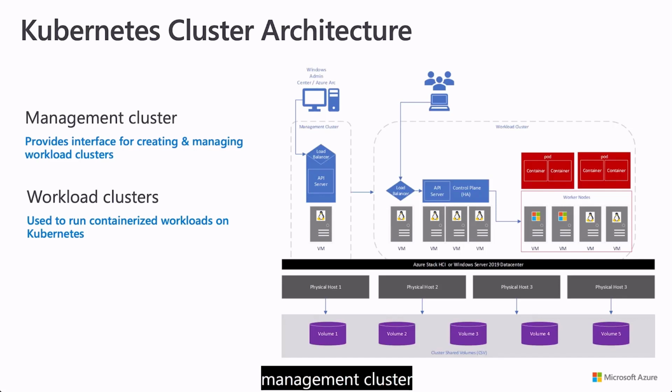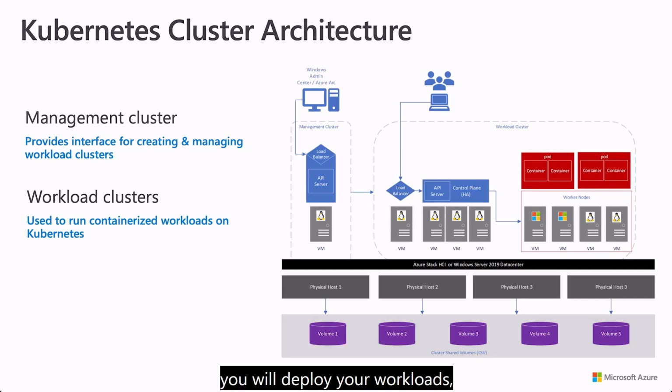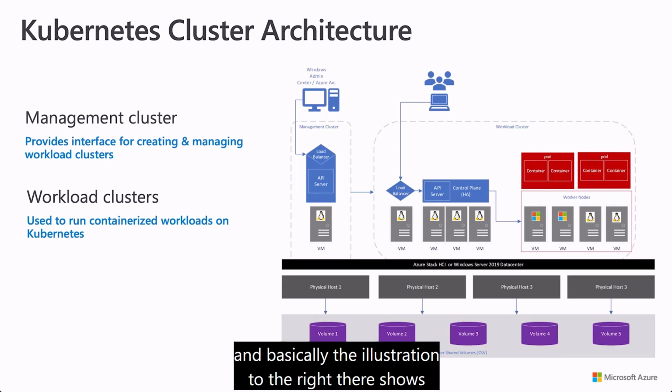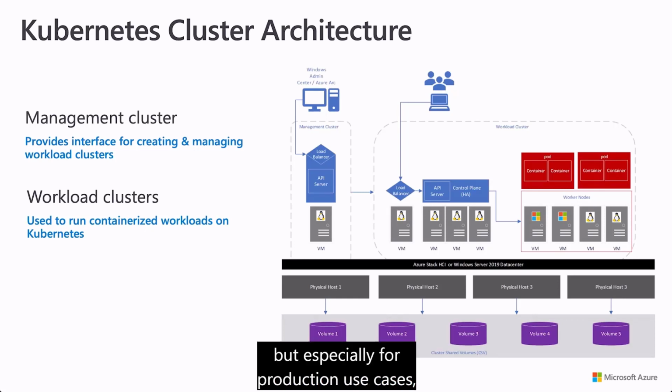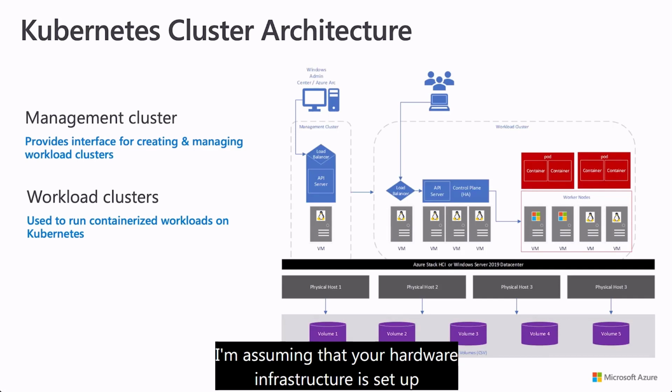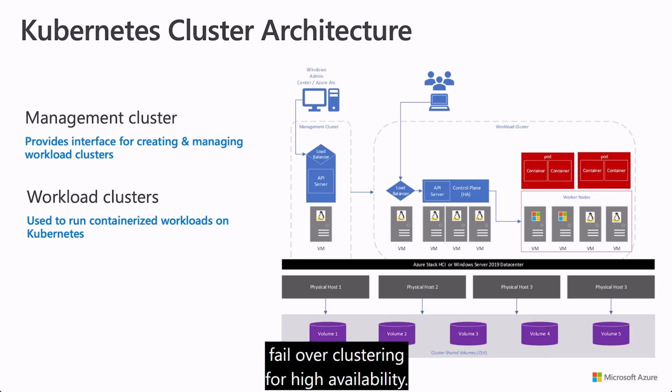Then once you have the management cluster up and running, you can then create many workload clusters as your hardware can allow. Workload clusters are the ones on which you will deploy your workloads. And basically the illustration to the right there shows a few containers that are running in the workload cluster. I won't go into this, but especially for production use cases, I'm assuming that your hardware infrastructure is set up in such a way that you have things like shared storage, failover clustering for high availability.